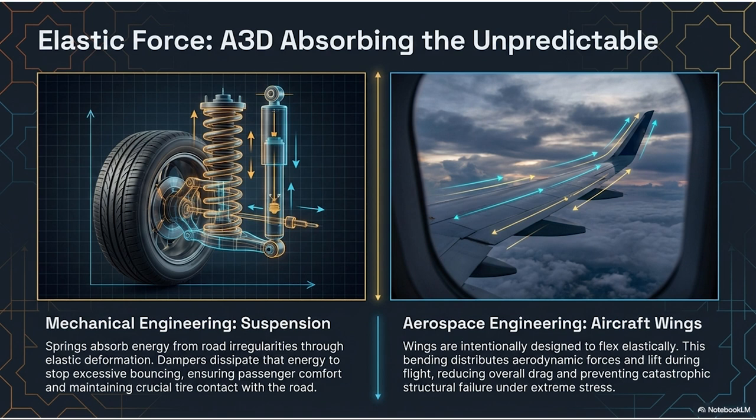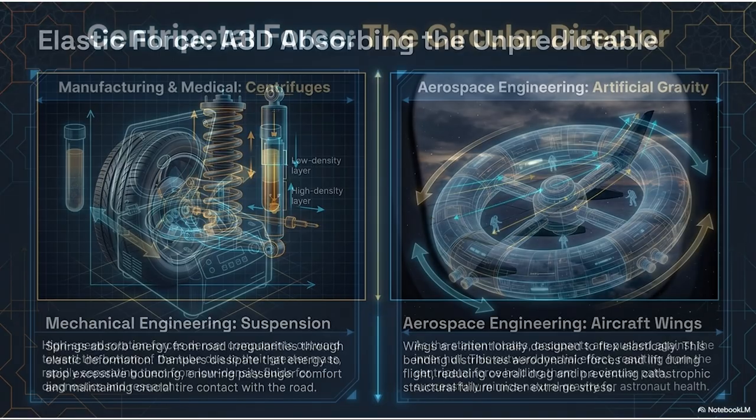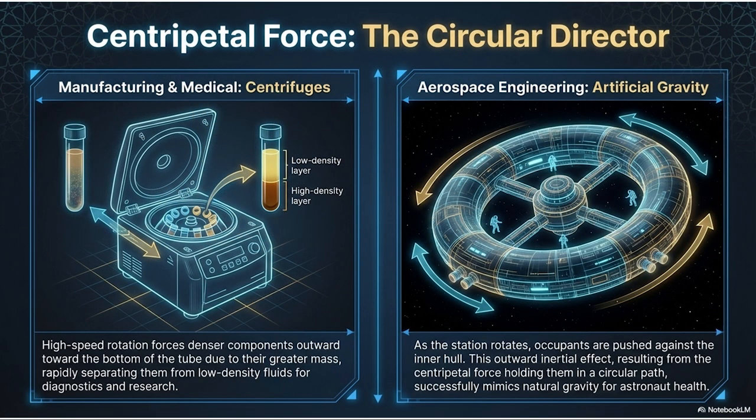Okay, so we've stretched the bridge cables, we've flexed the airplane wings, now we spin. The centripetal force. Our source material calls this the circular director. Moving an object in a straight line is easy. Moving an object in a circle requires constant aggressive intervention. Why is that? Newton's first law tells us that an object in motion wants to stay in a straight line.